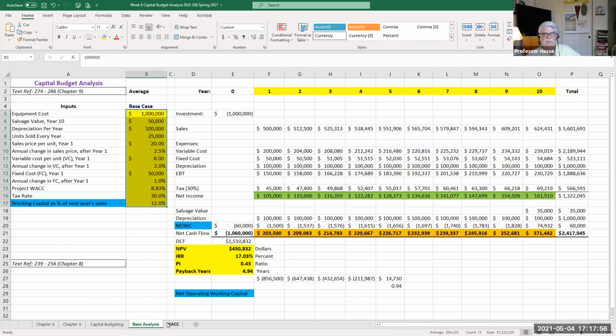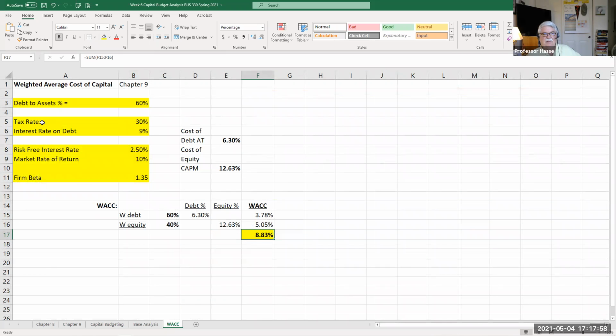And then also in class on Wednesday, we'll be talking about how to calculate the cost of capital using the weighted average cost of capital method from chapters 9, 12, and 13. So that's our class this week.